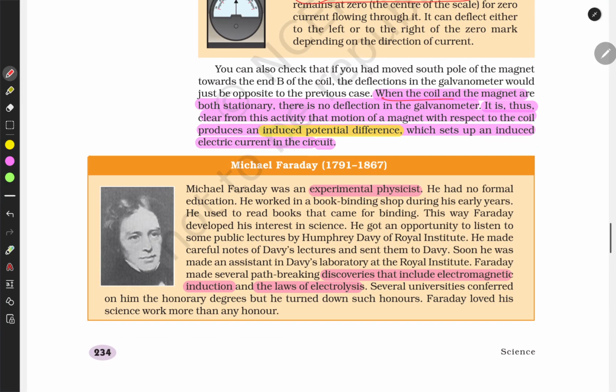When a coil and the magnet are both stationary, there is no deflection in the galvanometer. Thus, it is clear from the activity that the motion of the magnet with respect to the coil produces an induced potential difference. When there is a potential difference, we set up an induced electric current in a circuit. So when there is a potential difference, there will be an electric current, which we have studied in earlier classes.